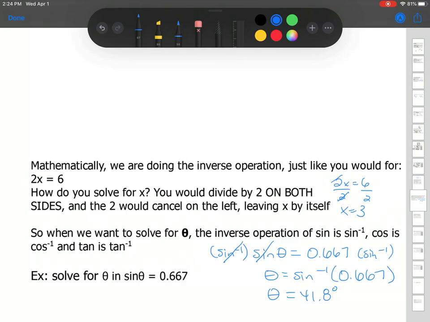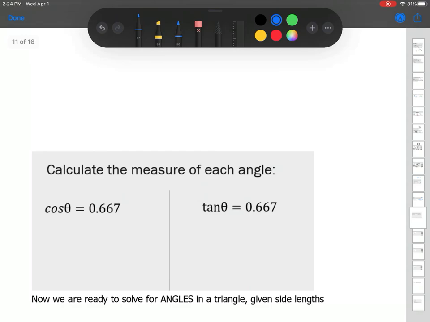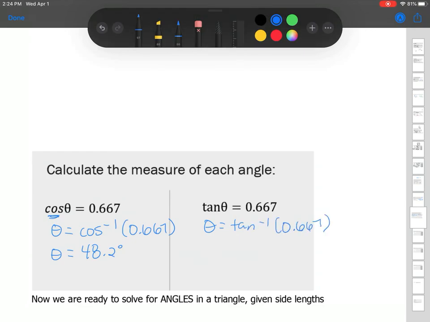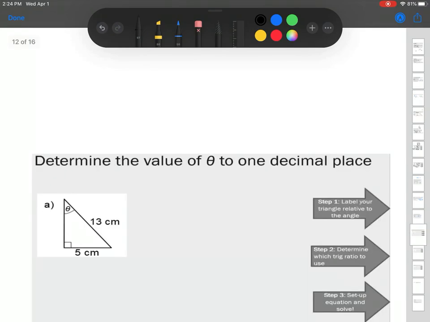Okay, so now let's do some more. So again, whatever it says, so this one says cos theta, so then you're just going to do cos -1, 0.667 gives you 48.2. Tan theta, and then you get 33.7 degrees.